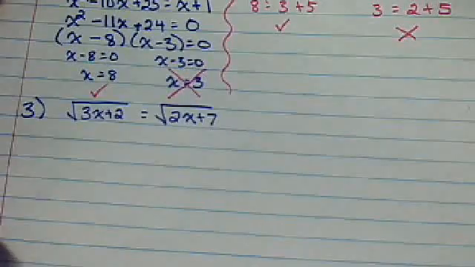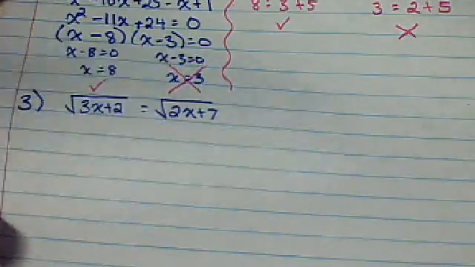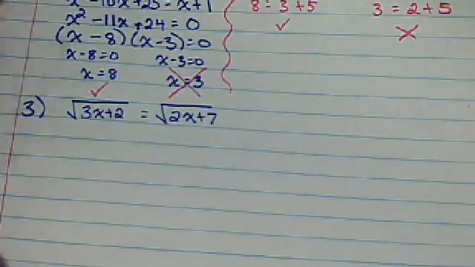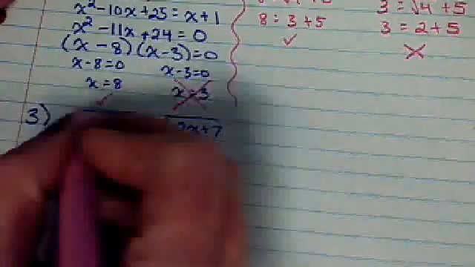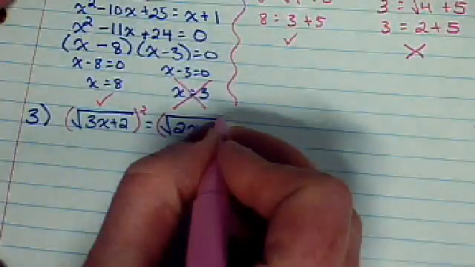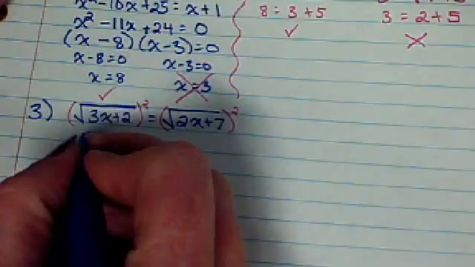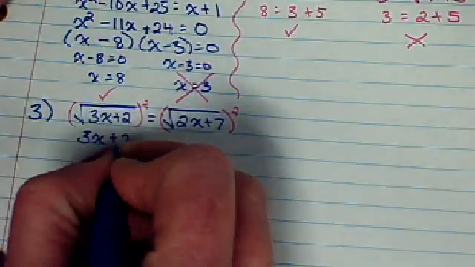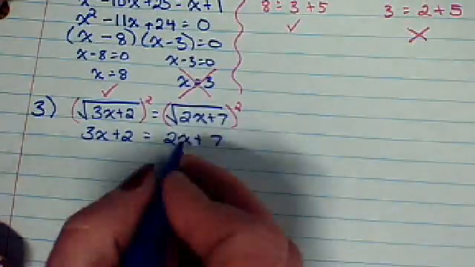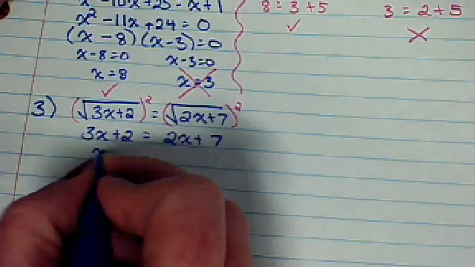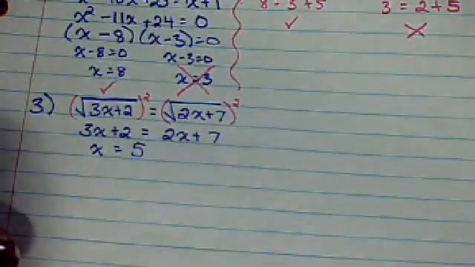Now, this problem is set up a little interesting. We have a radical on both sides. Well, is one of them isolated? It sure is. So just start with the process. We're going to square both sides. When I square a square root, I get the radicand back. So 3x plus 2 equals 2x plus 7. Oh, that's nice. Let's subtract 2x from each side and get x. I'll go ahead and subtract 2 from each side and get x equals 5.